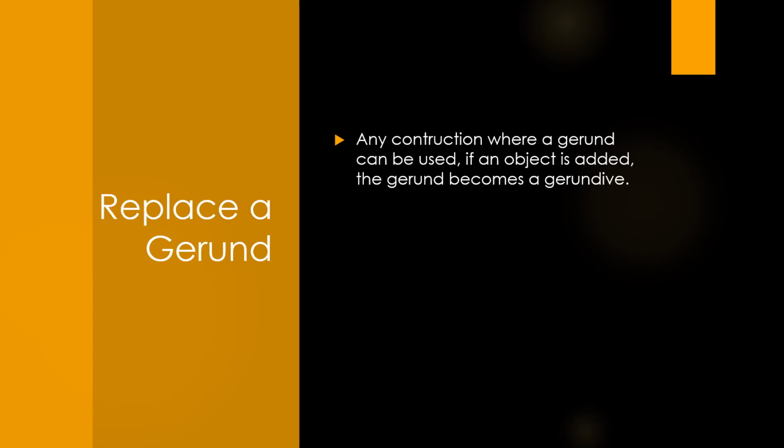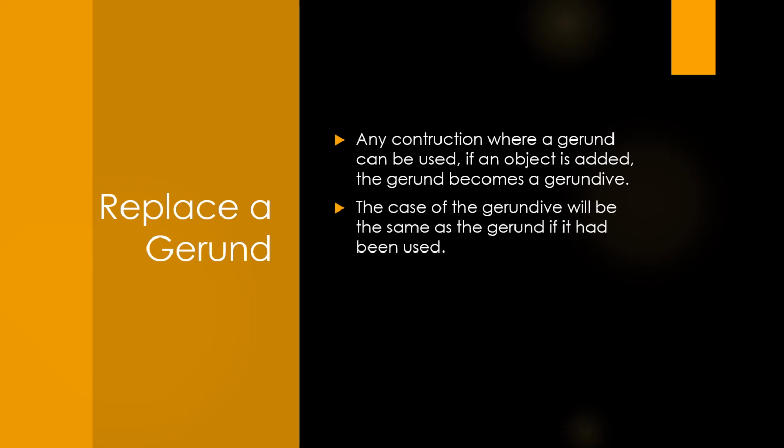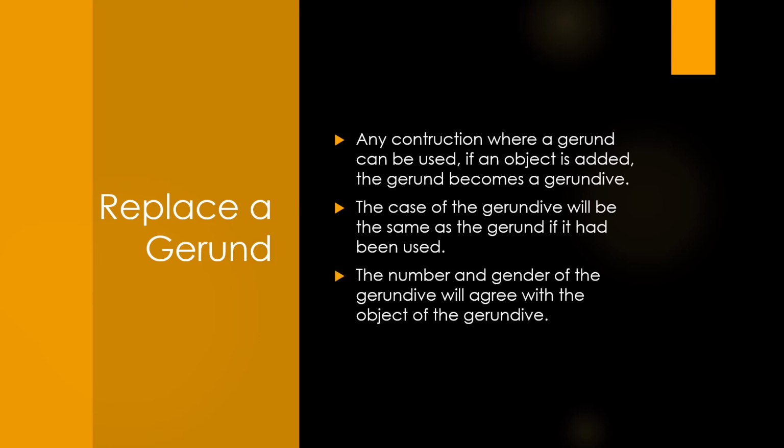When it is replacing a gerund, it can go in the place of any time where a gerund would normally have been used, but an object is added. When an object is added, the gerund will turn into a gerundive. The case of the gerundive will be the same as the gerund if a gerund had been used and there had not been an object. However, it's important to note that the number and the gender of the gerundive will agree with the object of the gerundive. Let's look at a few examples of this.